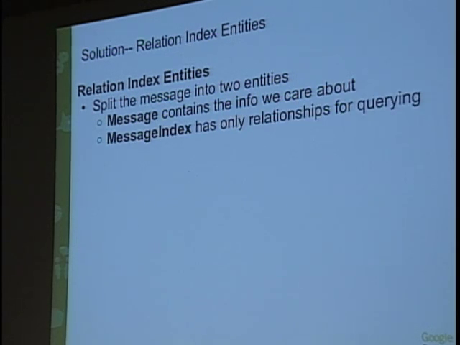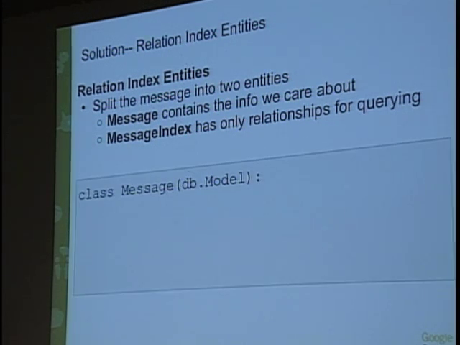Then we split off a separate part called the message index. This is the relation index entity, and it has only the relationships that we're interested in. This is the entity that creates the indexes that we'll use to find our messages. So what does that look like?